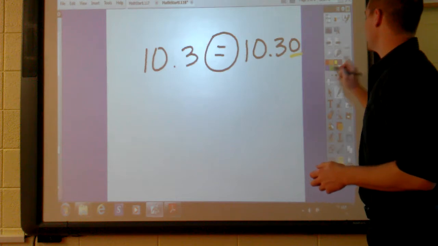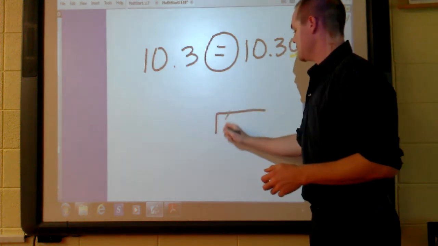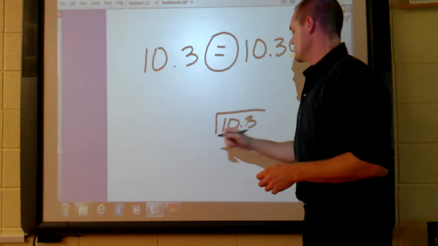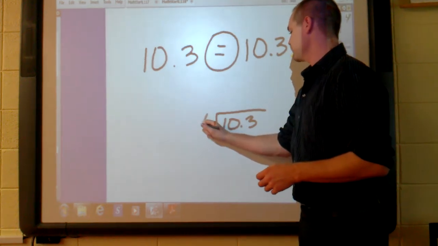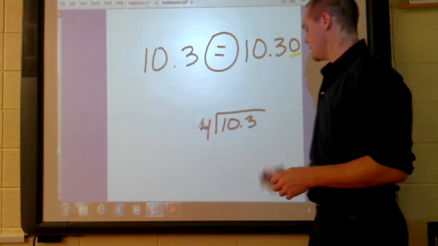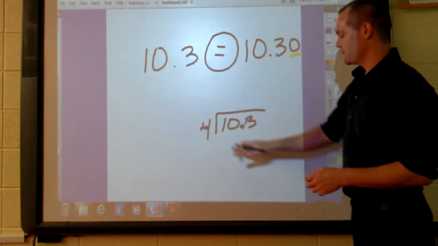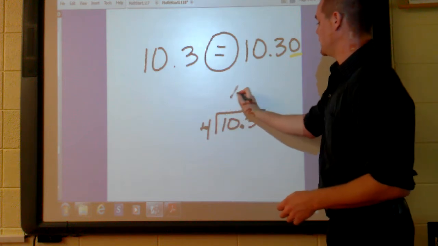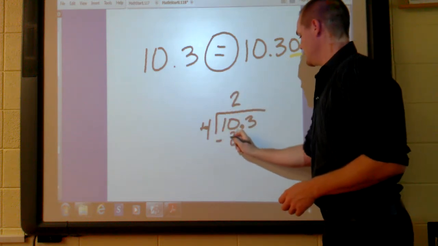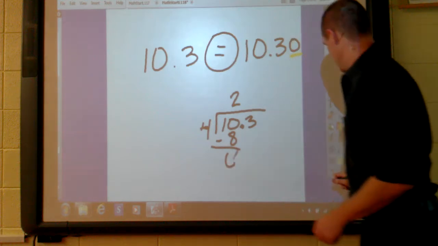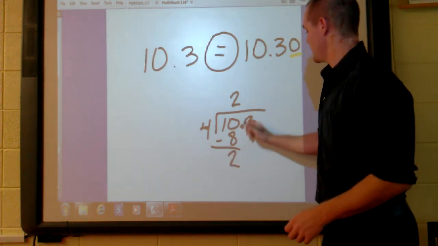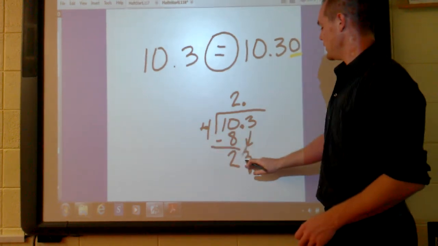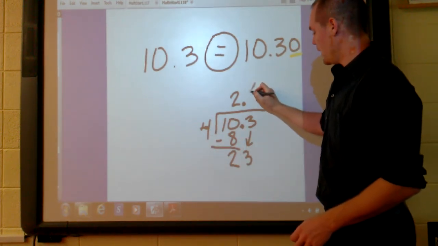So when we're dividing decimal numbers, let's see if I can think of a good one. Let's try 10 and 3/10 divided by 4. See what happens. Okay, so this decimal number here, 4 doesn't go into 1, but 4 goes into 10 twice. I'm going to bring my decimal point up right away, bring my 3 down. 4 goes into 23 5 times.